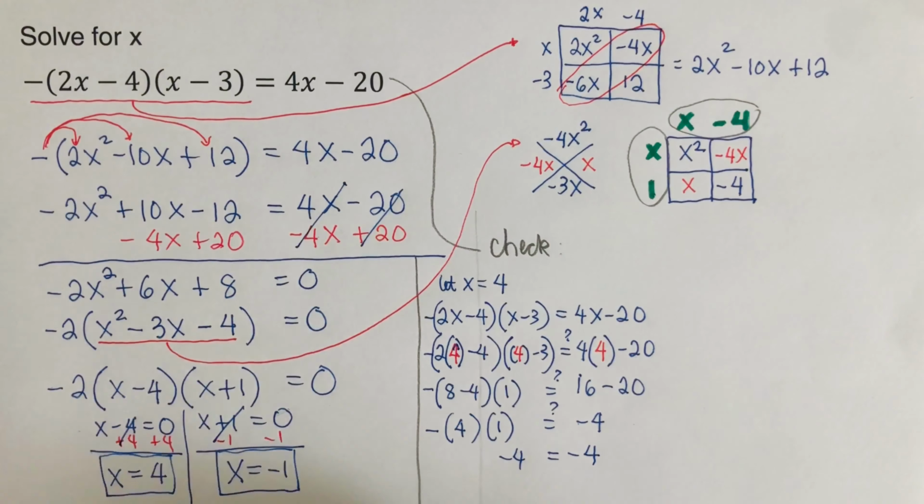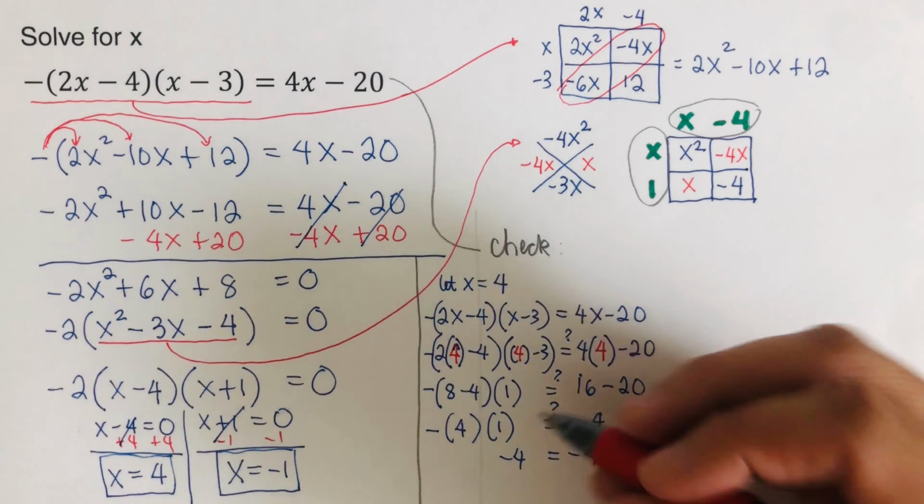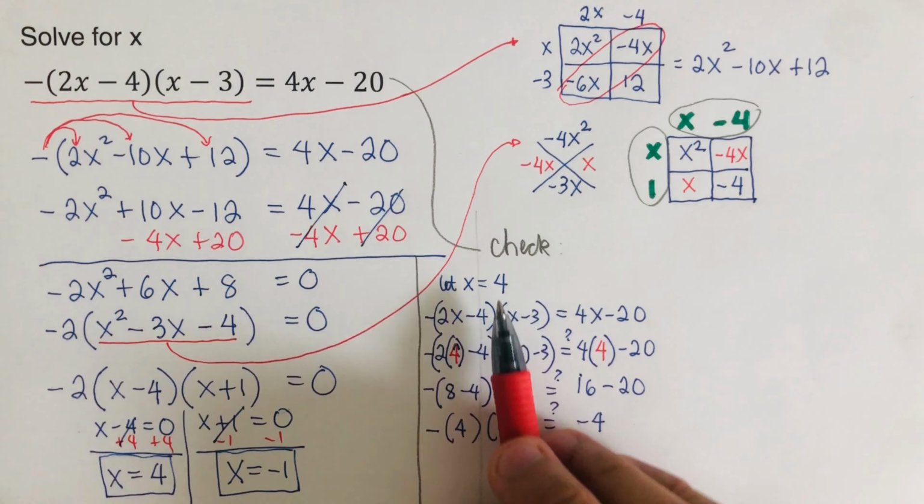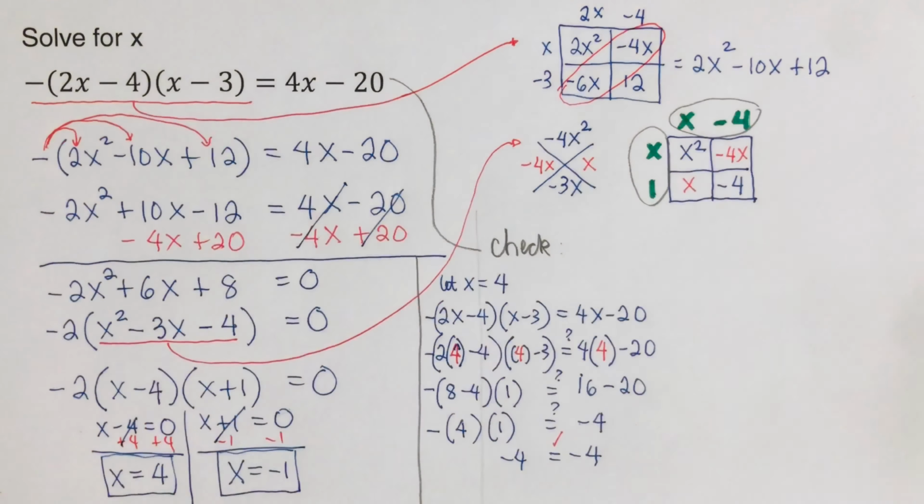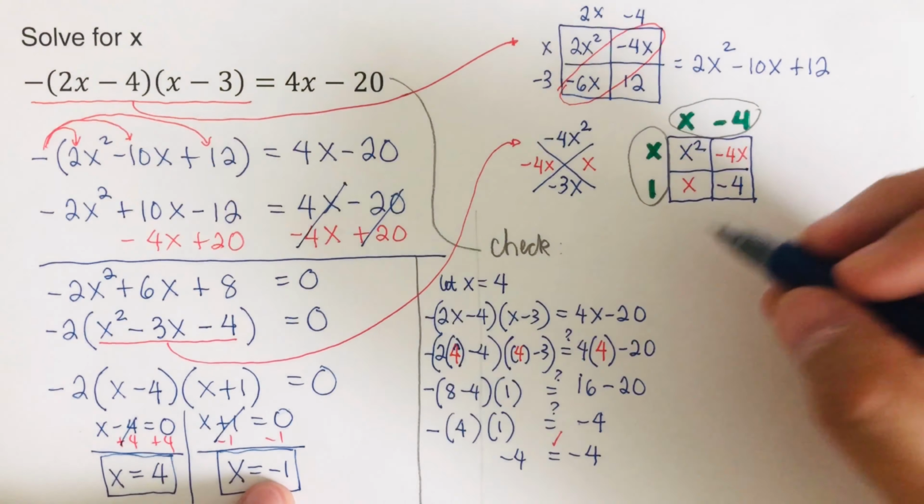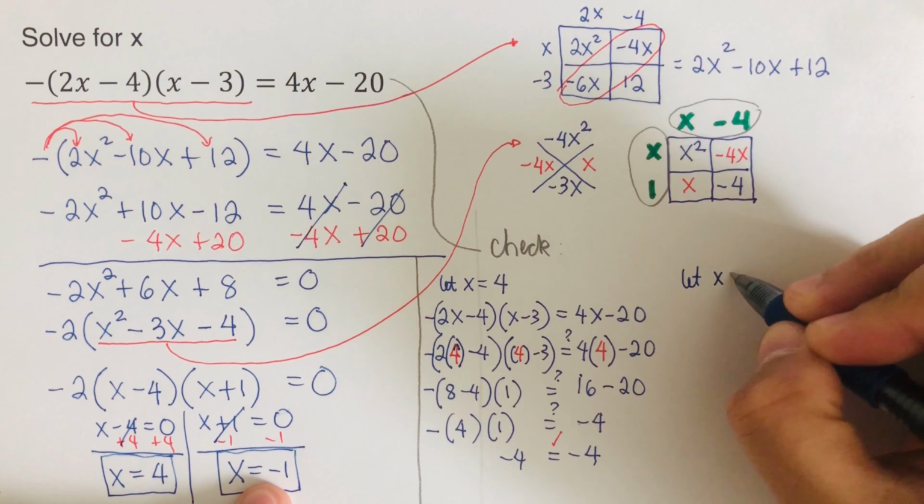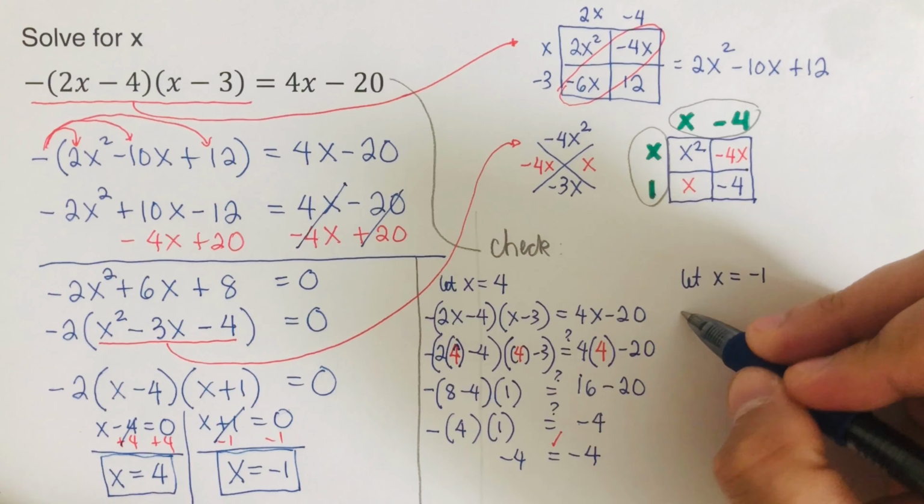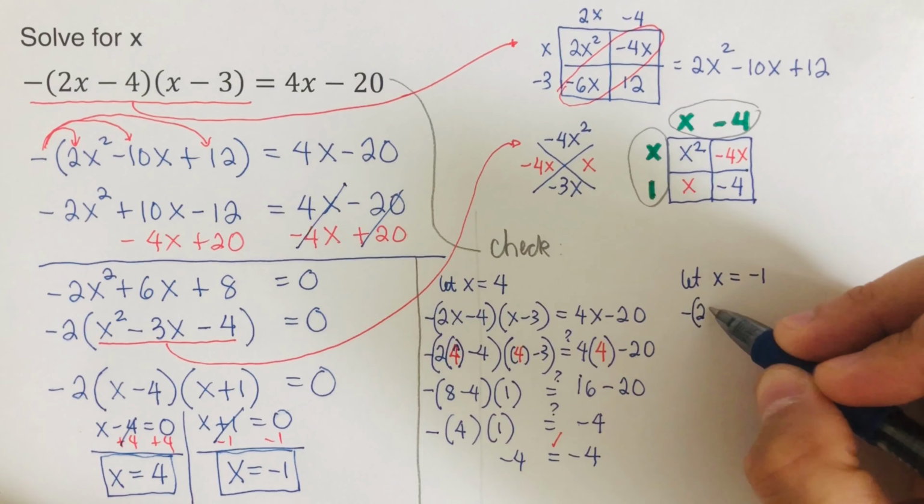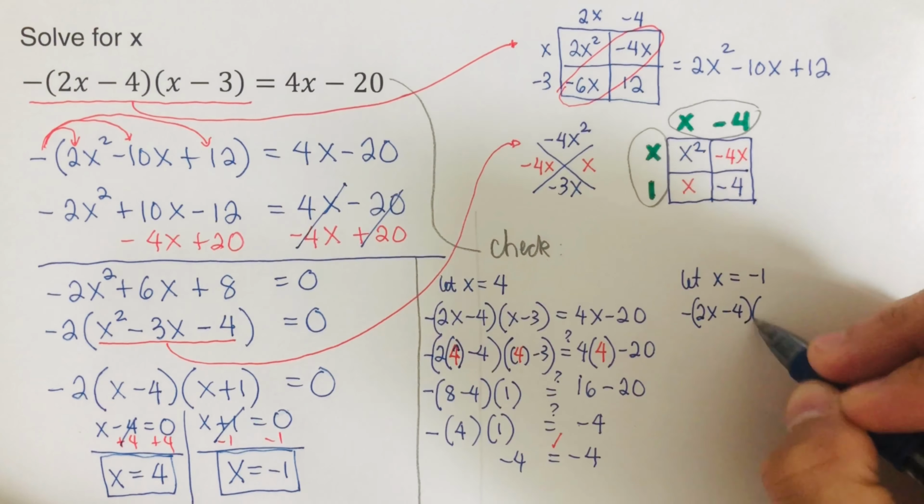So as you can see here, negative 4 is equal to negative 4. So this means that when x is 4, it is a solution to this equation right here. Now we let x equal negative 1. So we check the other one right here. So I'm just going to rewrite this equation right there. So that's negative 2 times x minus 4.